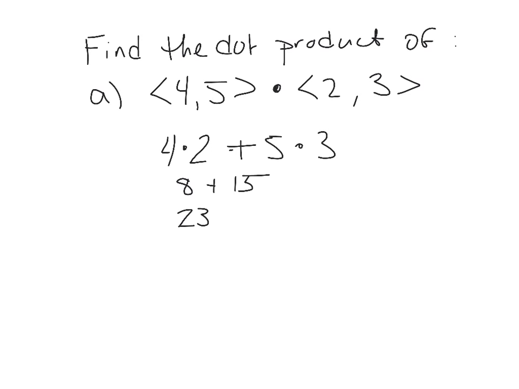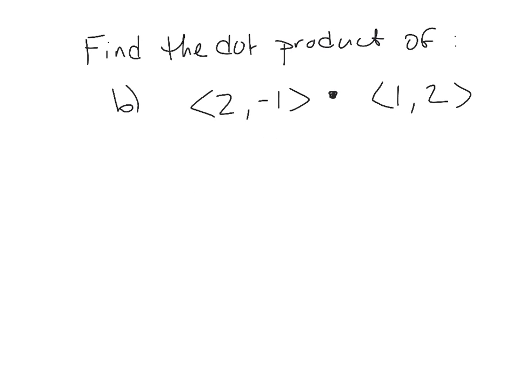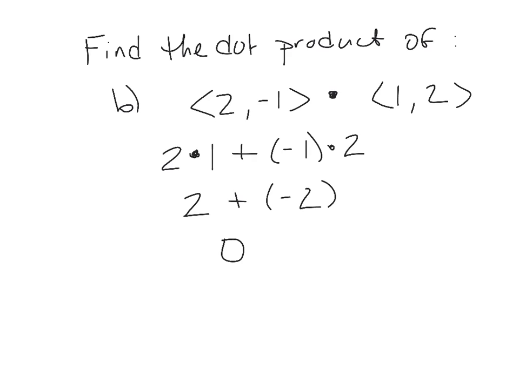Now, let's go to the next problem. That problem has 2, negative 1, dot product with 1, 2. So let's do that. The dot product equals 2 times 1, so the x of the first vector times the x of the second vector, plus negative 1 times 2, the y of the first vector times the y of the second vector. Again, order of operations. I do both multiplications before I add them together. So 2 times 1 is 2. And I'm adding that to negative 1 times 2, which is negative 2. And that has a dot product of 0.